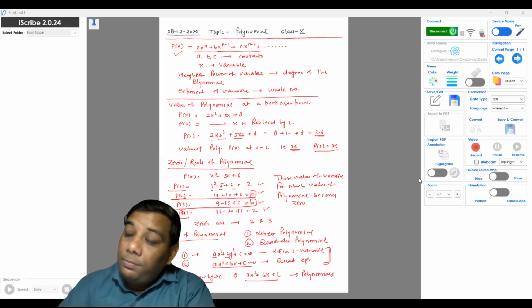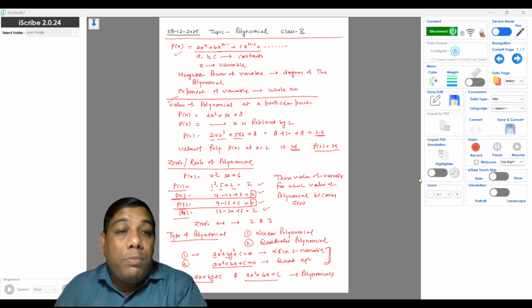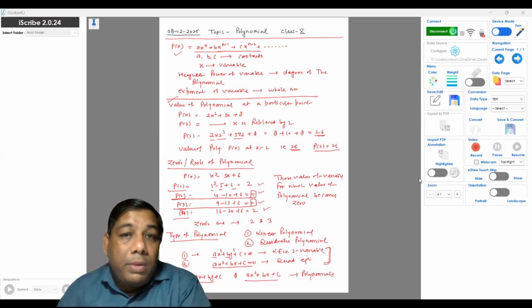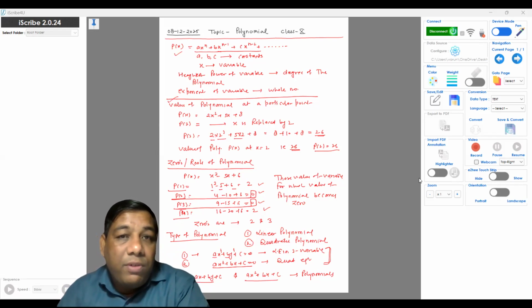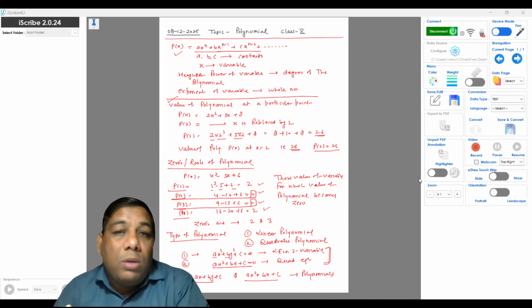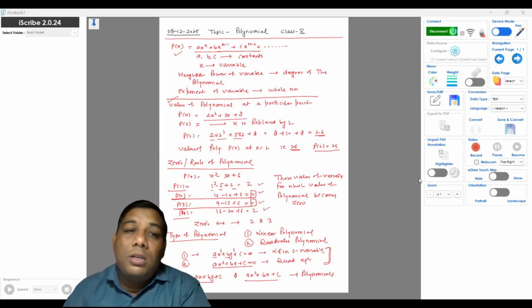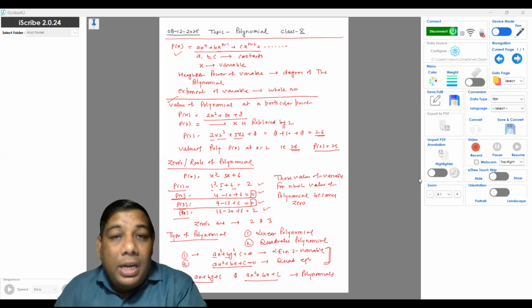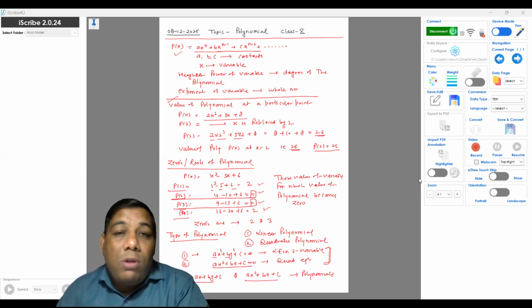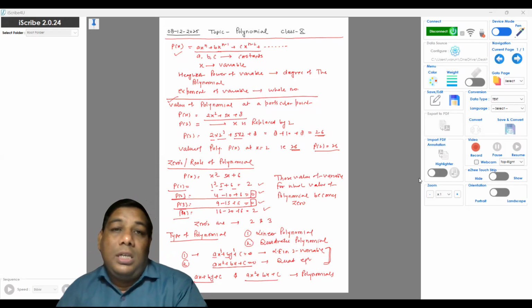Second one is the value of a polynomial at a particular point. Replace the variables by a particular value. Means variable की different value हम replace करेंगे, then we will get different values of the polynomial. This is the polynomial. For an example, we have discussed it. तो हमने x को 2 से replace किया, then the value of the polynomial becomes 26.